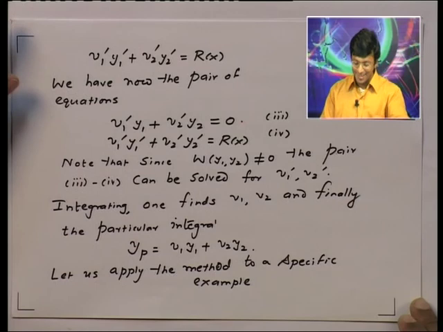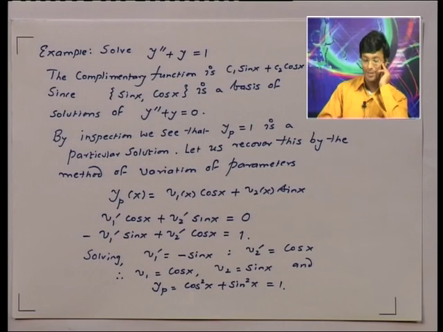Solve y double prime plus y equal to 1. We will come to that later. Solve y double prime plus y equal to 1. It's obvious that a particular solution is 1, yp equal to 1. Just by inspection, you can see that the particular solution is 1.